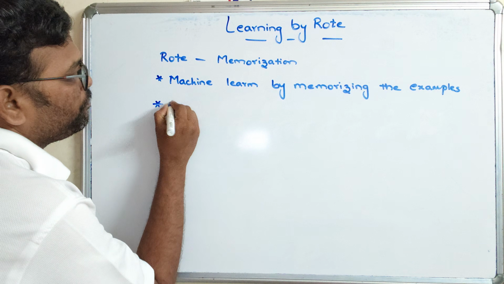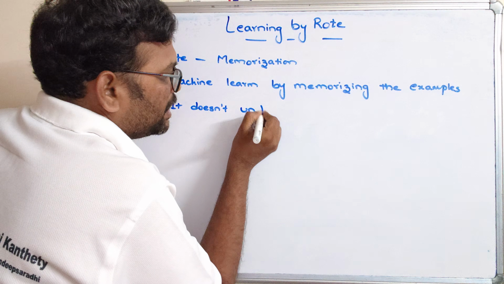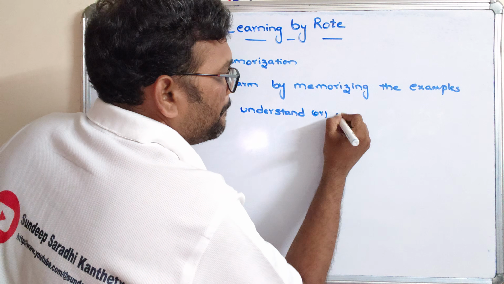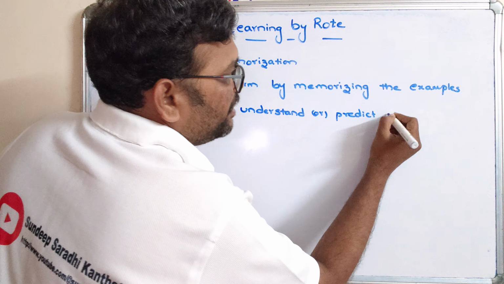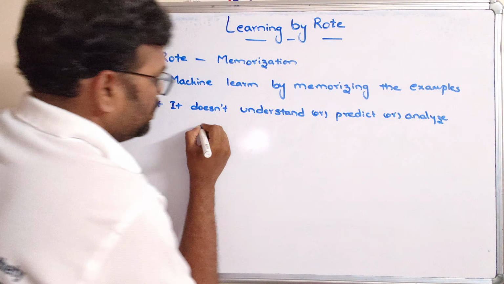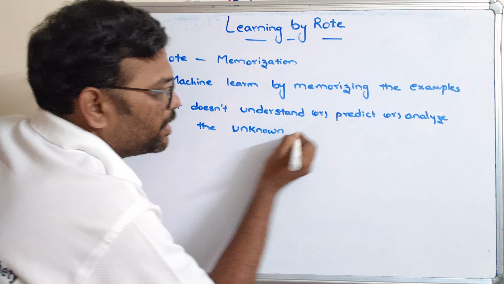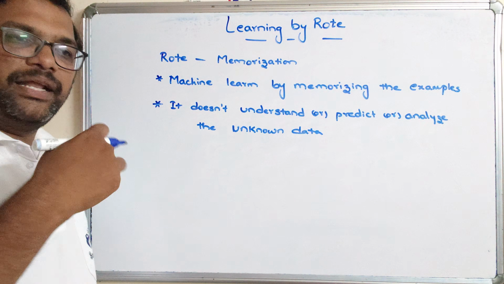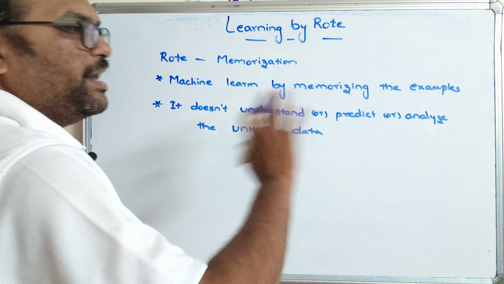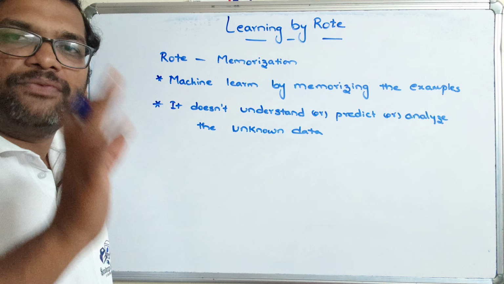So it doesn't understand or predict or analyze the unknown data. Here, unknown data means the data which was not trained. So it can't understand, predict or analyze the unknown data. It will simply respond for the known data itself.